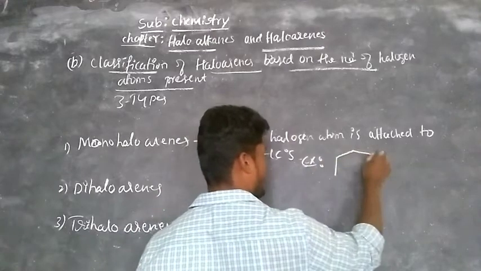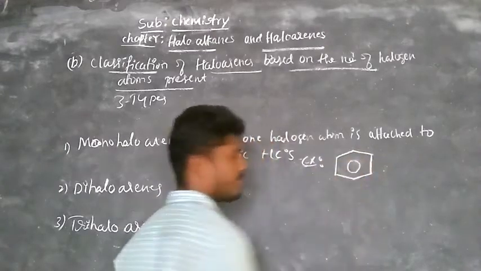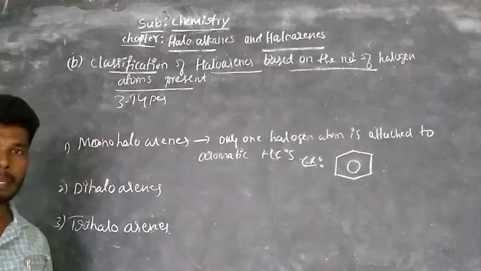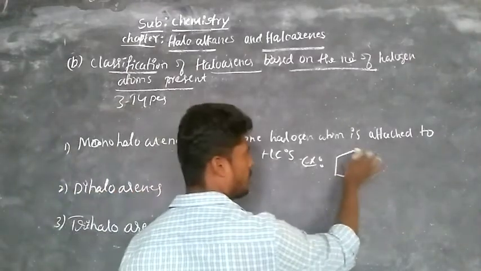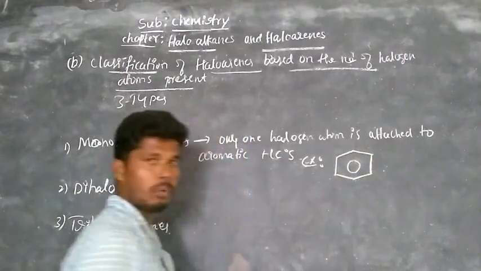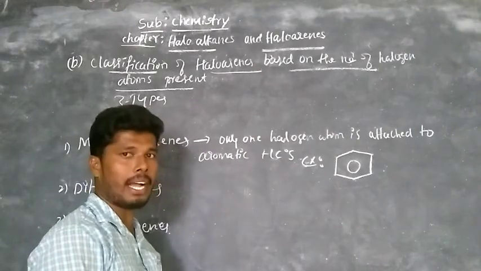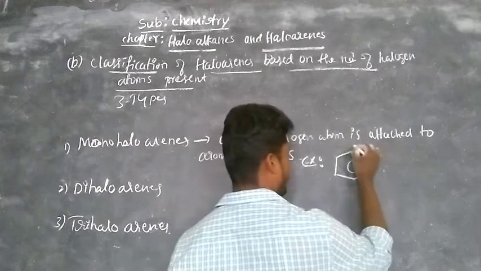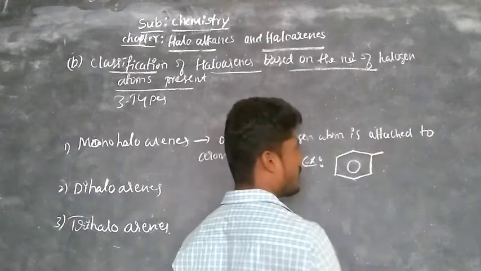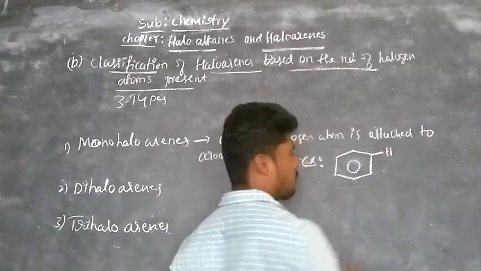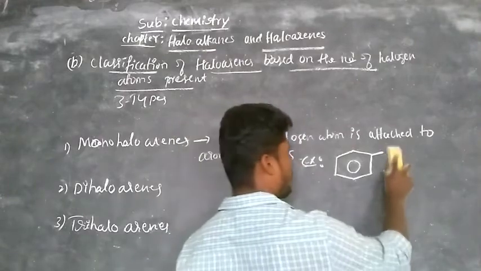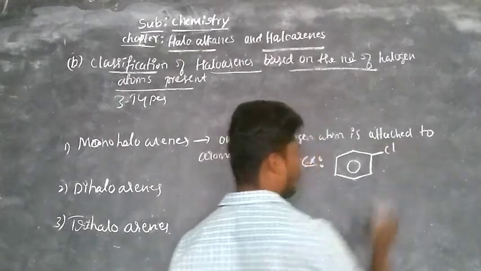You know benzene is the best aromatic hydrocarbon, right? This is benzene. These 6 carbon atoms each have one hydrogen, so totally there are 6 hydrogens. Any one of the hydrogens is replaced. Let's assume one hydrogen is replaced by a chlorine atom, or bromine, or iodine.